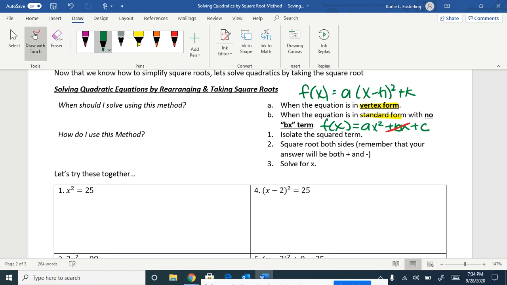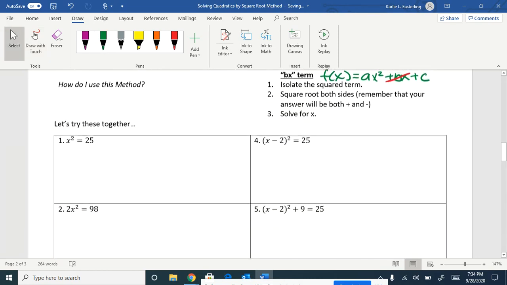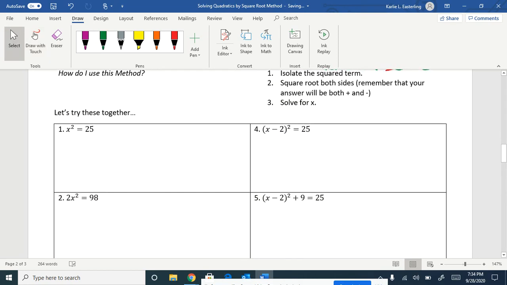So how do we use this method? We're going to isolate the squared term. We're going to take the square root of both sides, and remember that we're going to have a plus and a minus sign. And then we're going to solve for x. So let's try a couple of these together. I'm going to leave the step-by-steps up there.